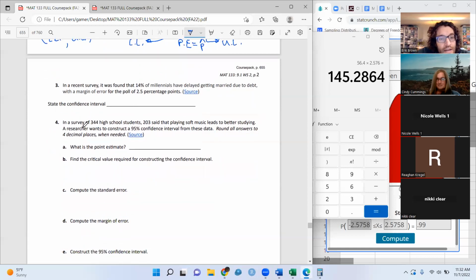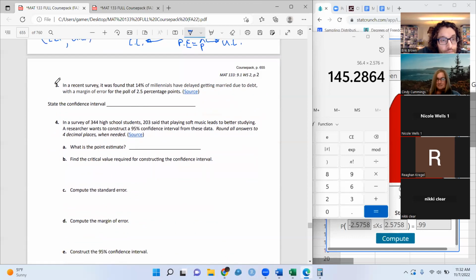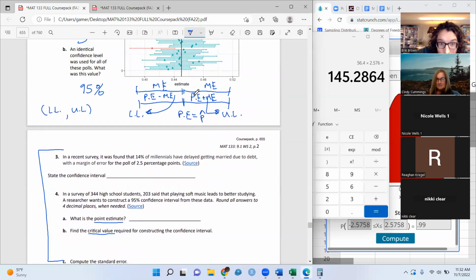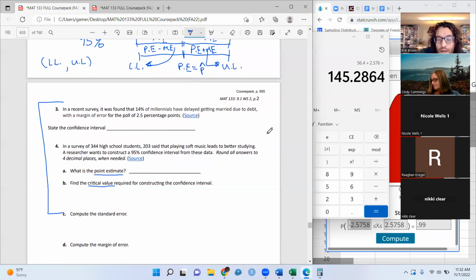So I want to see if you can answer 3 and 4. Let's say I want you to get down to part B here, because they're all kind of related. This we already did. This, you have to think about what I just told you in terms of what the point estimate is. Ooh, it's the p hat. And then this one, you're just supposed to write out the confidence interval because we've given you some of this information. The key is figuring out what is what.